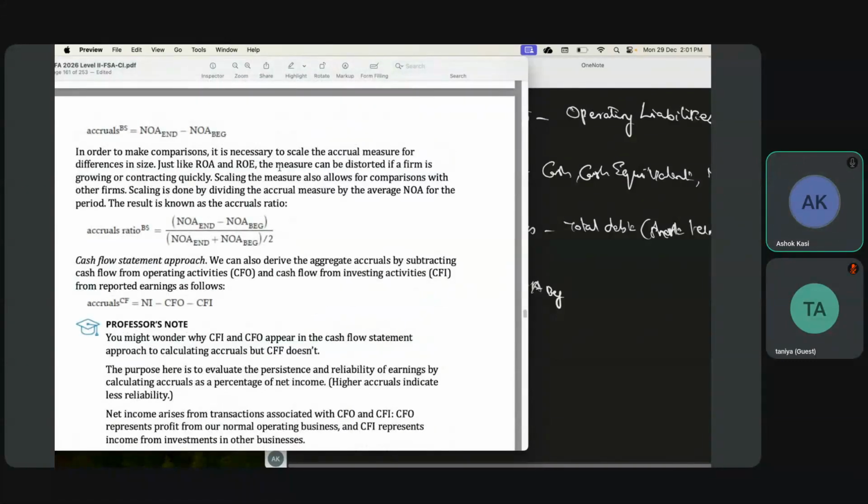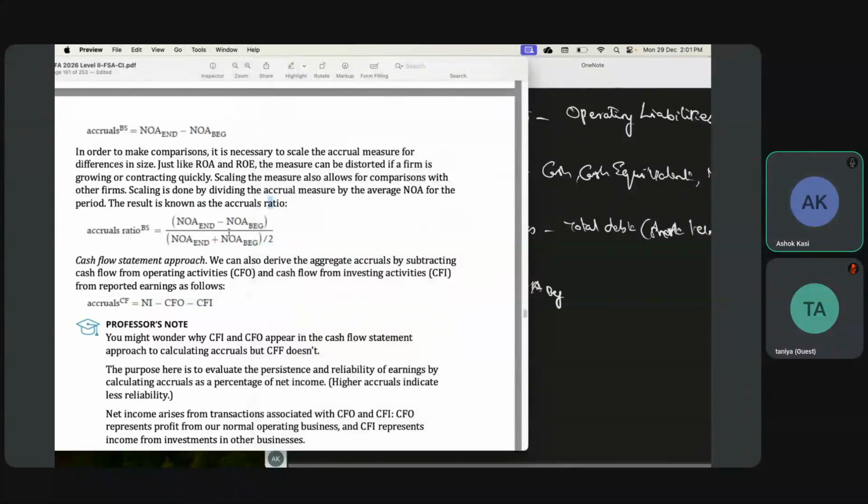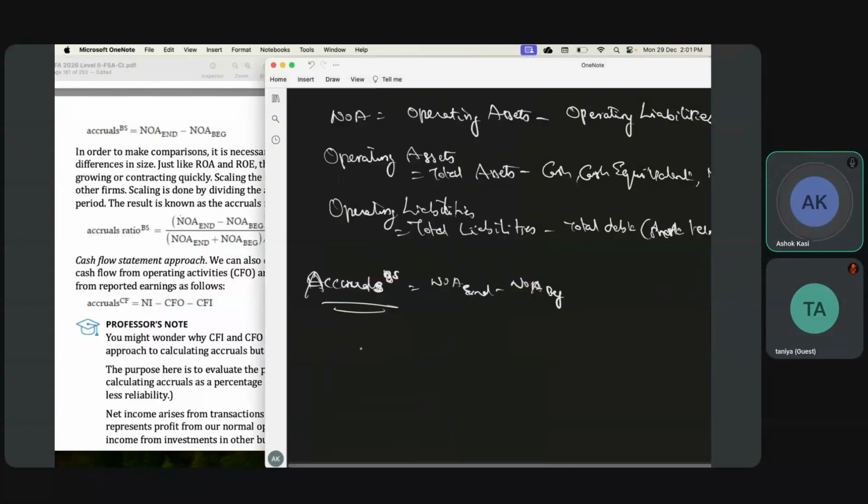In order to make comparison, it is necessary to scale the accrual measure for differences in size, just like return on assets and return on equity. The measure can be distorted if your firm is growing or contracting quickly. Scaling the measure also allows for comparisons with other firms. Scaling is done by dividing the accrual measure by the average net operating assets for the period. The result is known as the accrual ratio. So this is accruals, and now it is the accrual ratio, which tells what it is on average and what it is now.